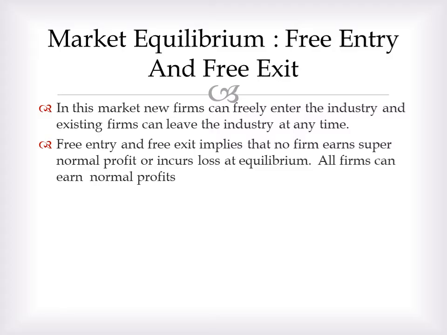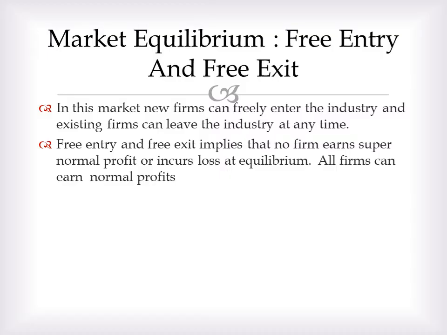Free entry and free exit implies that no firm earns supernormal profit or incurs loss at equilibrium. All firms earn normal profit. What is supernormal profit? This is the profit that a firm earns over and above normal profit. No firm is earning supernormal profit under free entry and free exit, and no firm is incurring loss. All firms are enjoying normal profit.